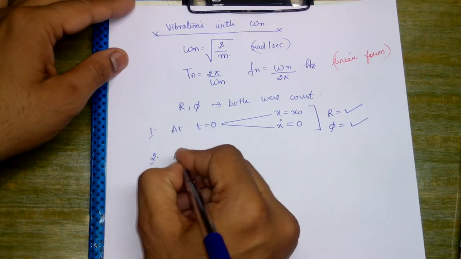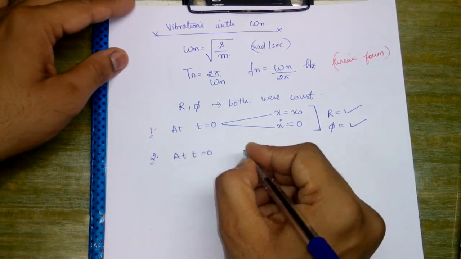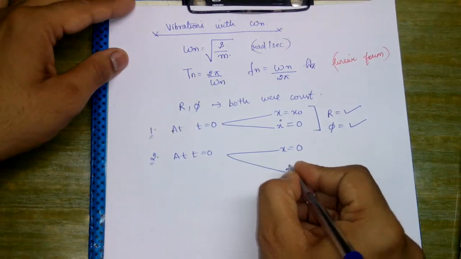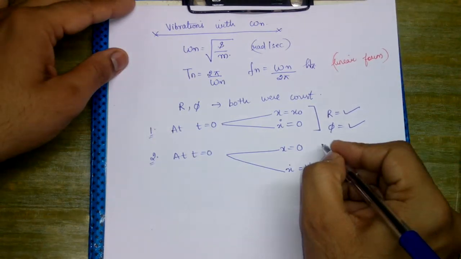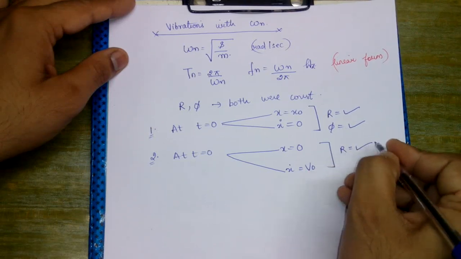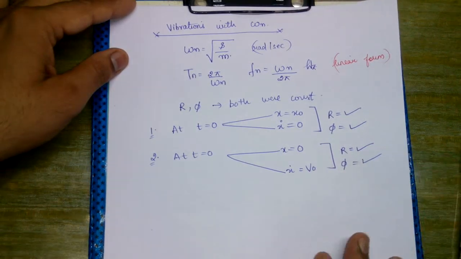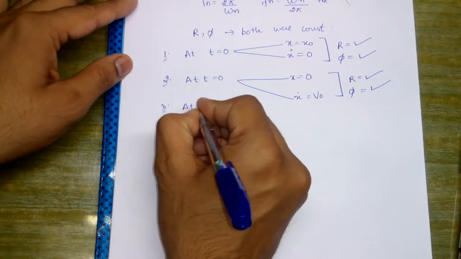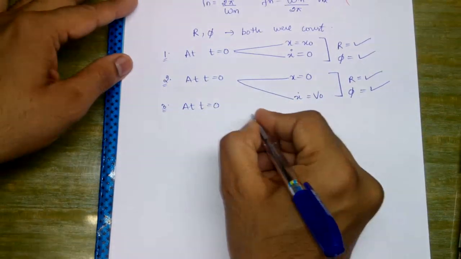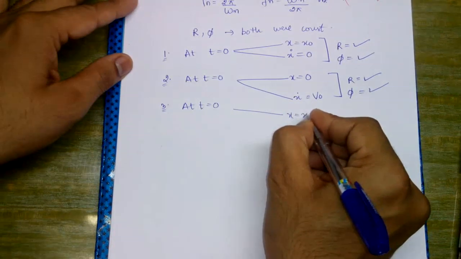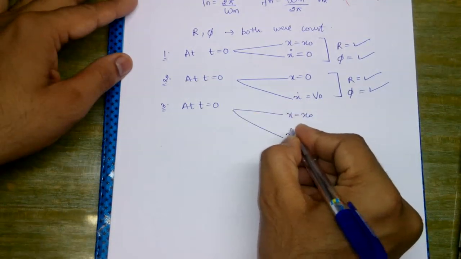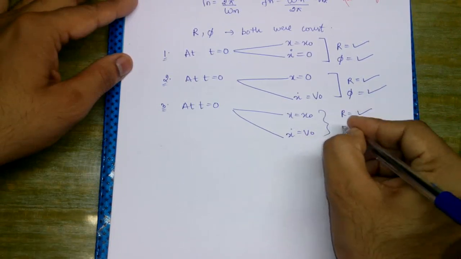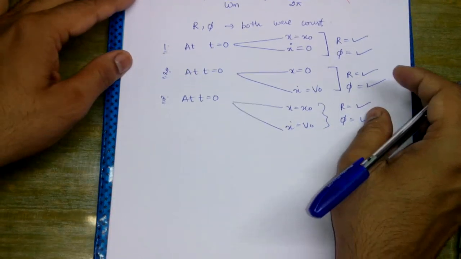दूसरी कंडीशन क्या हो सकती है? At t is equals to 0, x can be equal to 0 और x dot can be equals to v naught. So यहाँ से भी r की वैल्यू निकाली जा सकती है और phi की वैल्यू को कैलकुलेट किया जा सकता है. Third is, at t is equals to 0, we can have x is equals to x naught and x dot is equals to v naught. So from here also we can find out the value of r and phi.